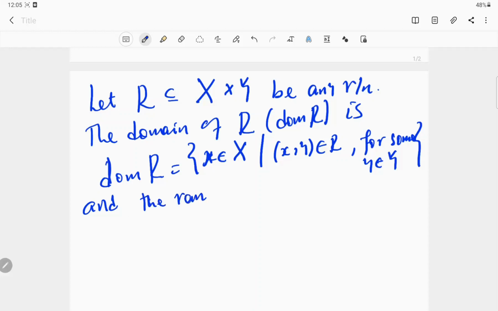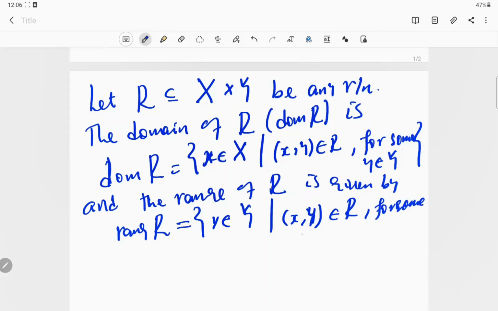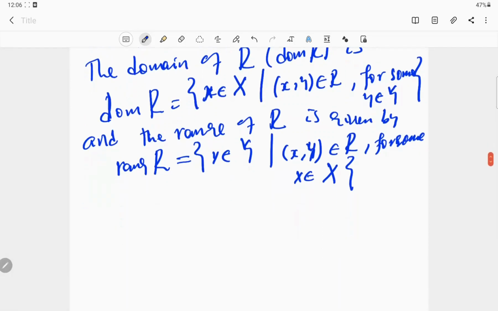And the range of R is given by the set of all second components of the ordered pairs, which is the set of all y in Y such that the ordered pair (x, y) is a member of R for some x in X. So this is the definition of domain and range.